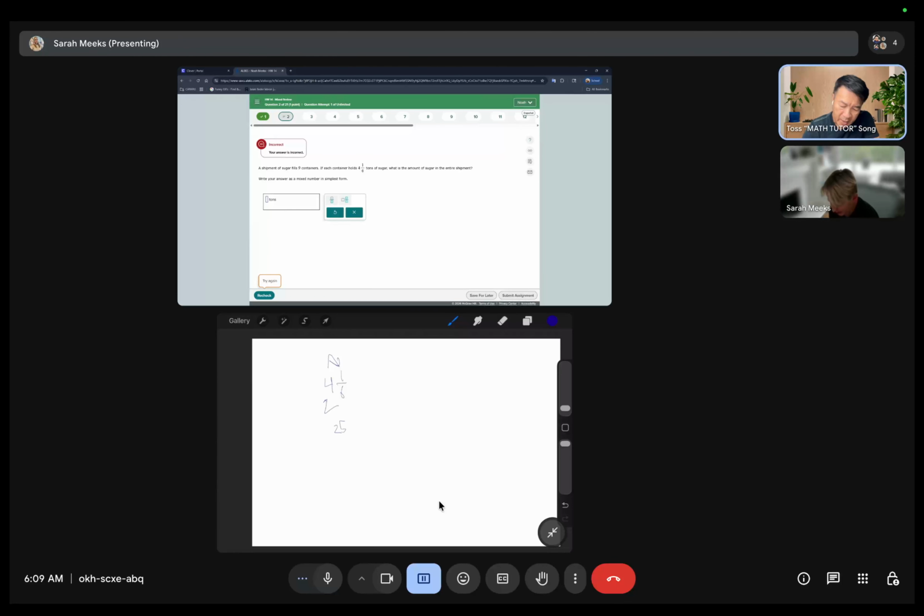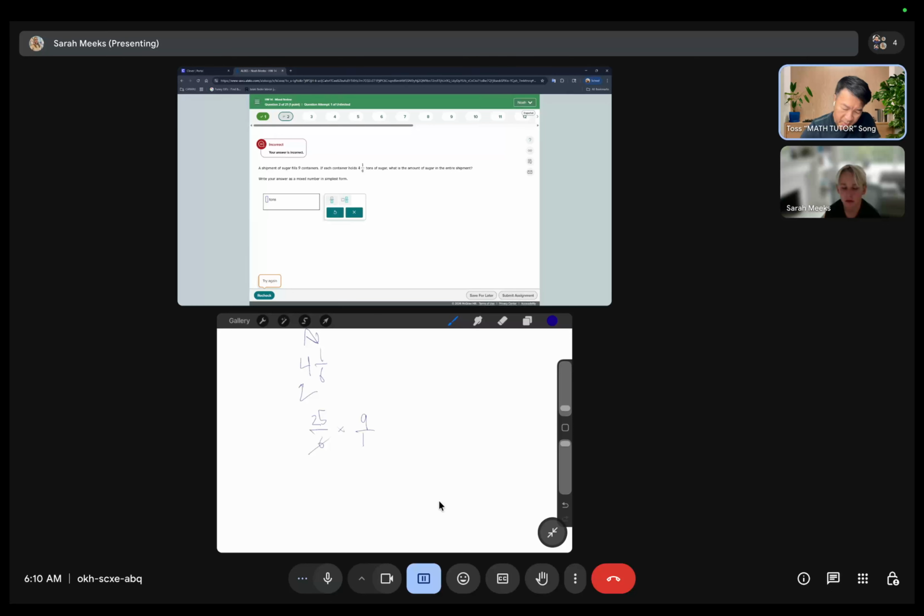6 times 4 is 24 plus 1, 25 over 6 times 9, right? You want to cross cancel. When you times 9, you want to put it over 1 if you can. It's a placeholder. 3 can go into 6 2 times, and 9 3 times. 3 times 25 is 75 divided by 2. Don't forget they want it as a mixed number.